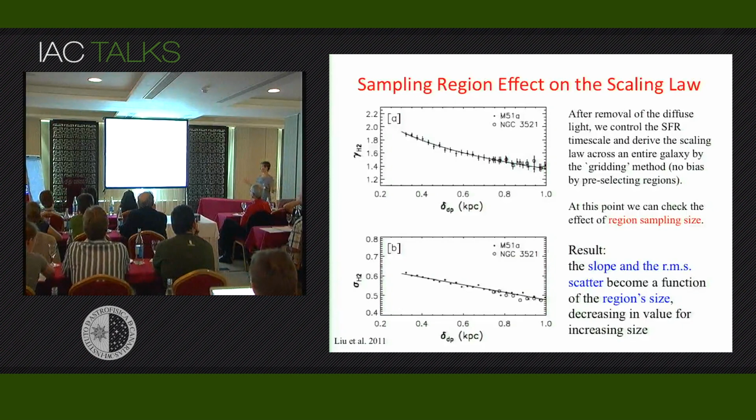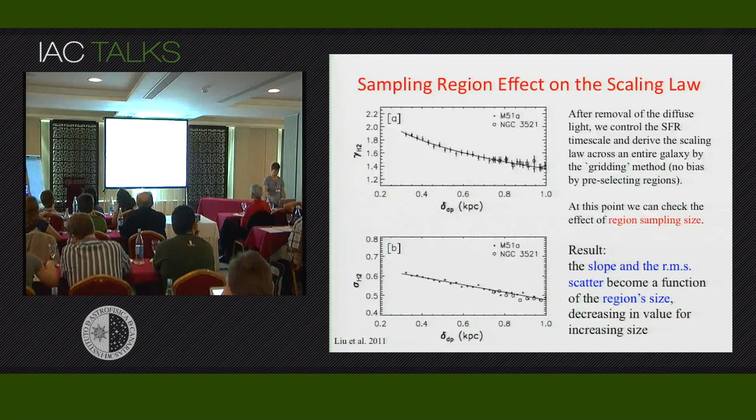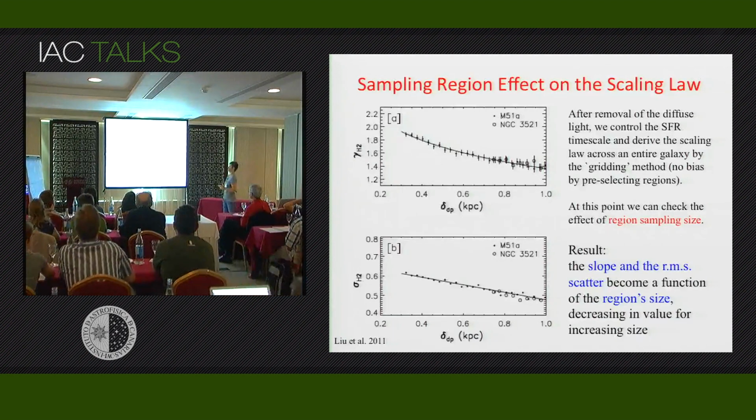What do we do next? We ask ourselves the following question. I'm still not measuring individual clouds. What does that mean in terms of what I'm going to obtain for those kinds of plots, those in which I plot the surface density of star formation rate versus the surface density of molecular gas, and I try to measure the slope and the spread?